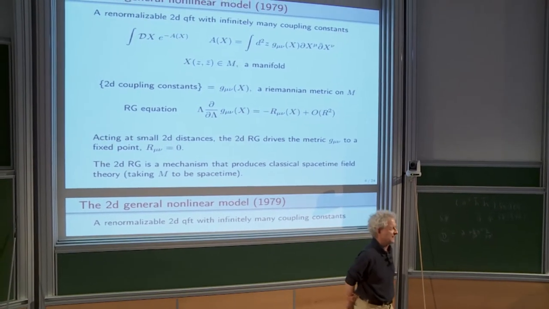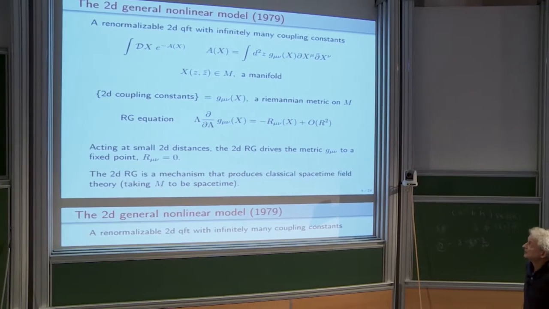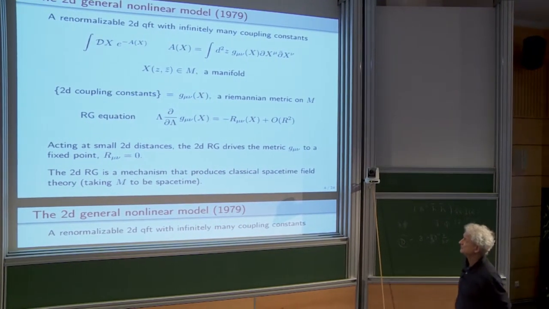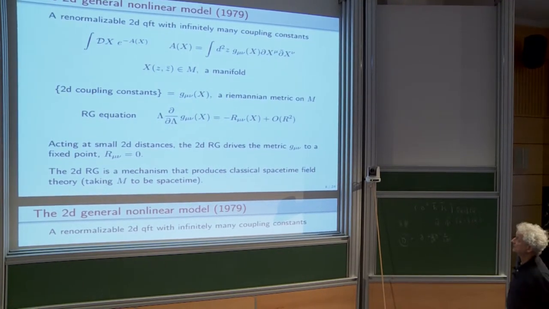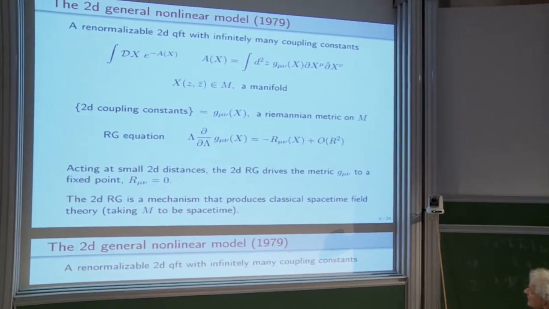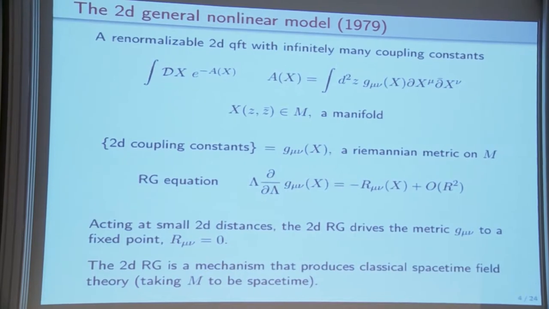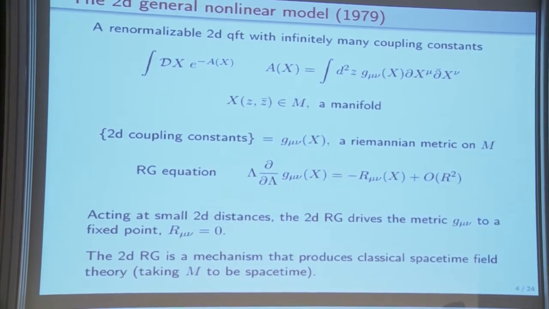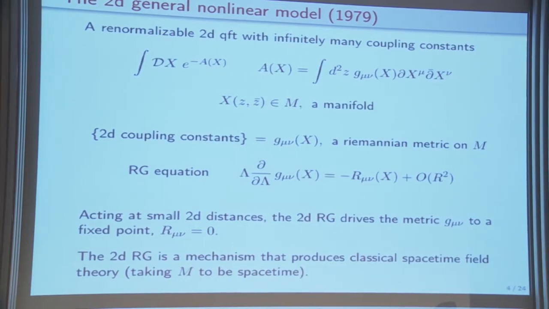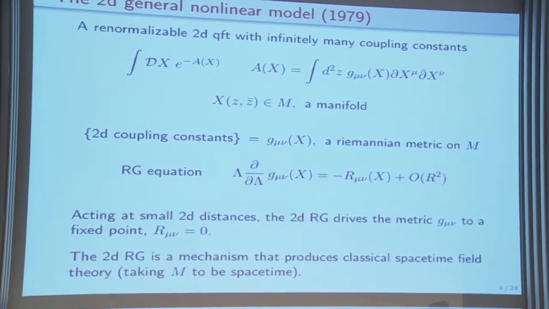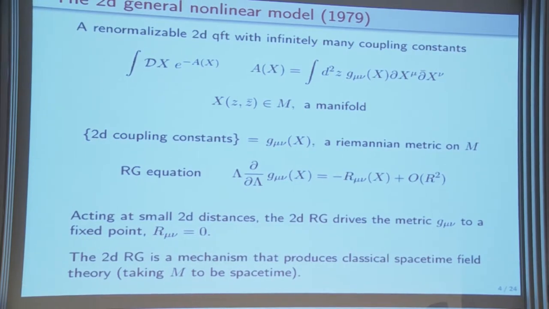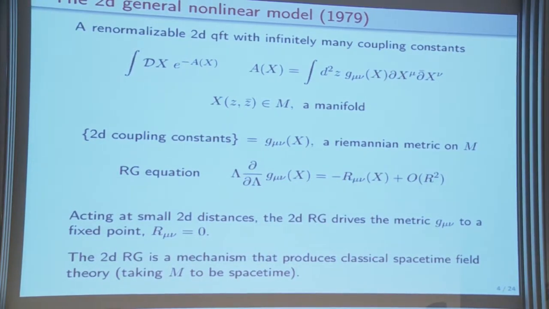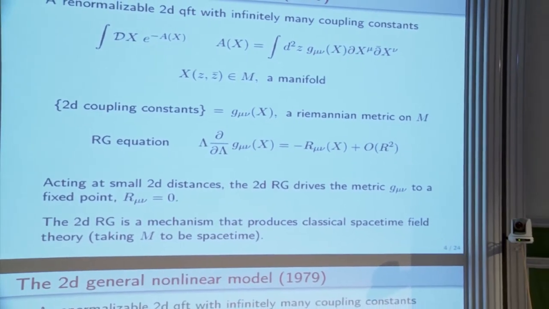All right, it goes back, as I said, a very long time, the beginnings. So it goes back to this two-dimensional generalized nonlinear sigma model, where, doing two-dimensional quantum field theory, the field lies in some manifold M, and the action is given by what mathematicians call the energy functional. The parameters in the action are comprised in a Riemannian metric on the target manifold M, and this is renormalized, so there are infinitely many coupling constants, which you can think of as the Taylor series of the metric at some point x naught in M.